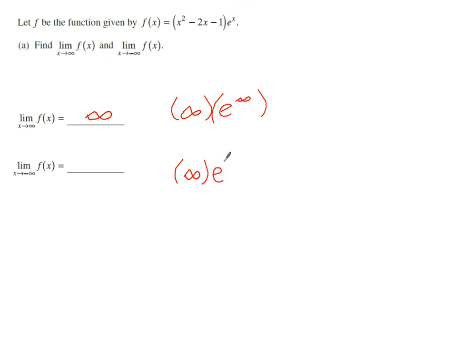Well, e to the negative infinity drops to the denominator and becomes an infinity over e to the infinity. And this denominator is increasing more rapidly than the numerator. Therefore, this is trending towards 0. So the limit as x approaches negative infinity is 0.